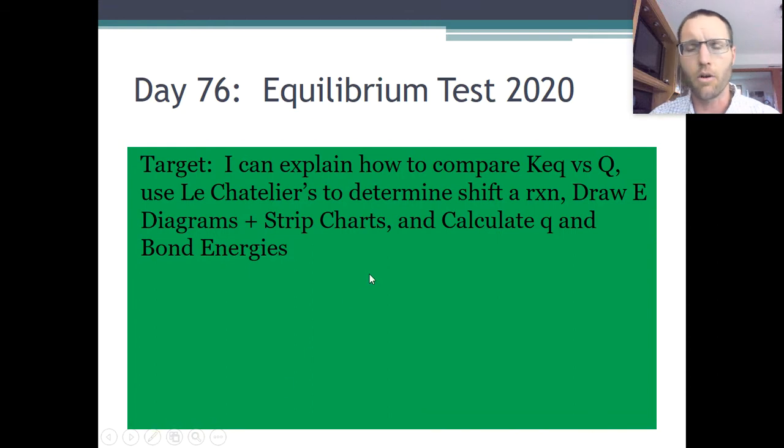You can see that there's a whole slew of things from Le Chatelier to Q's to things like strip charts that you need to master for this test. So this is the last chance to find out if you know what you need to know, right?